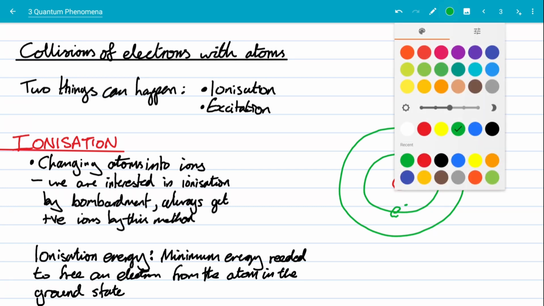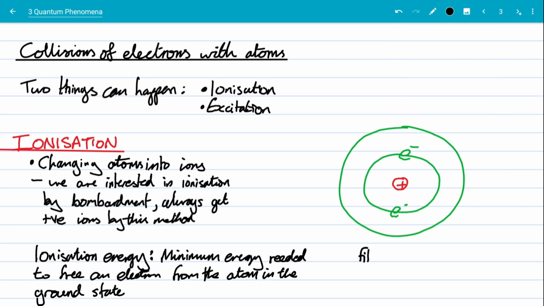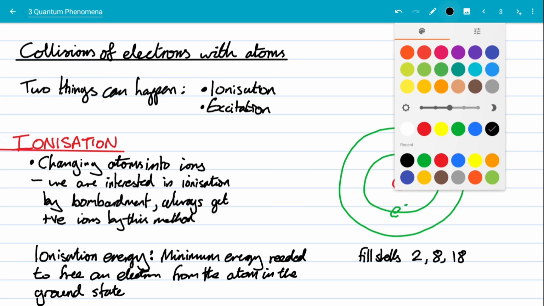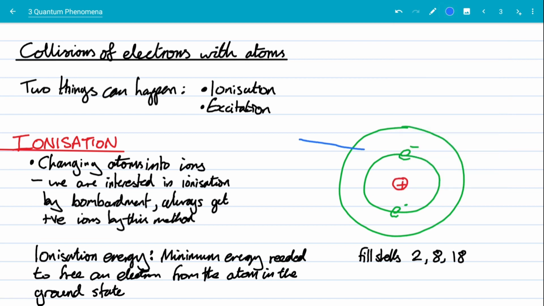And you may have learnt in chemistry that you fill the shells starting with 2, then 8, and then, well, actually it's 18. But actually you start filling the 4th shell before you finish the 3rd shell for complicated reasons, which we're not going to get into right now. And so we've got all these energy levels. But what we're talking about at the moment is a bombarding electron coming in and then ricocheting off. And this bombarding electron is not to be confused with the bound electron. So this is the bombarding electron.